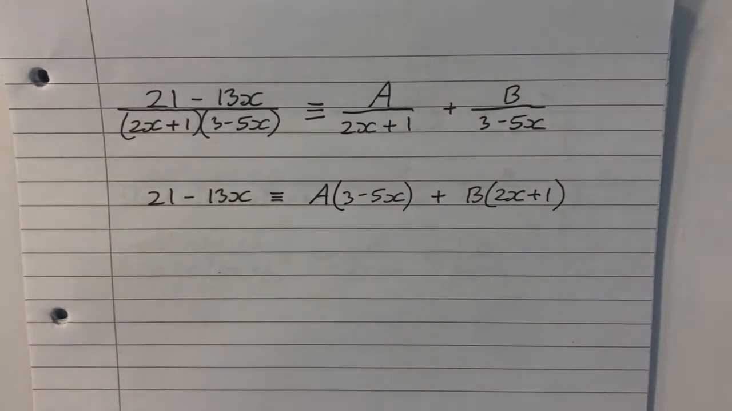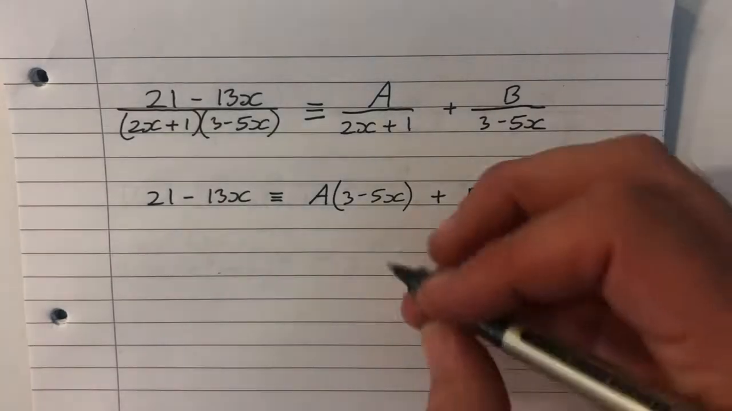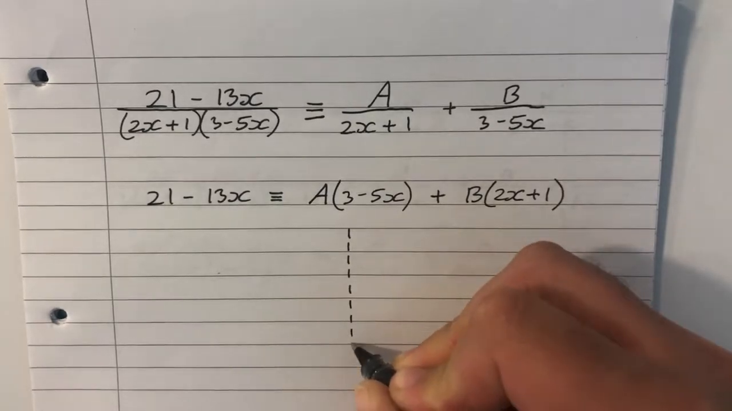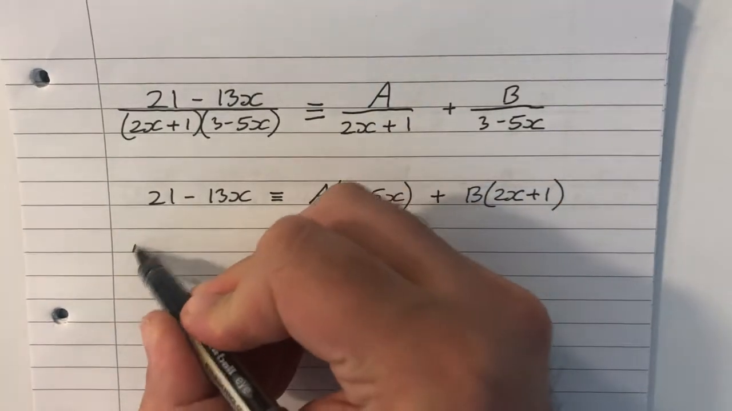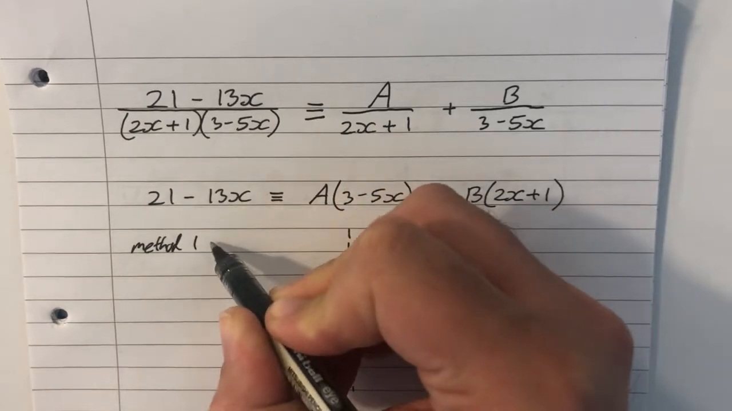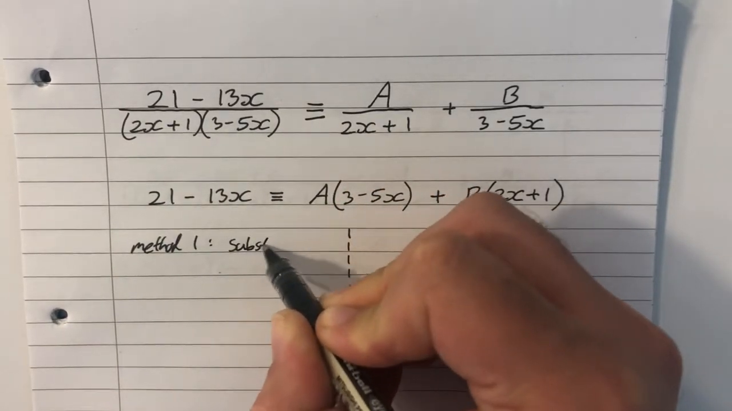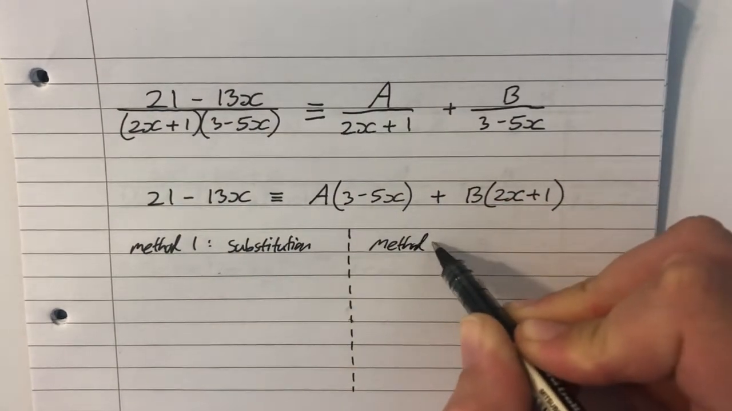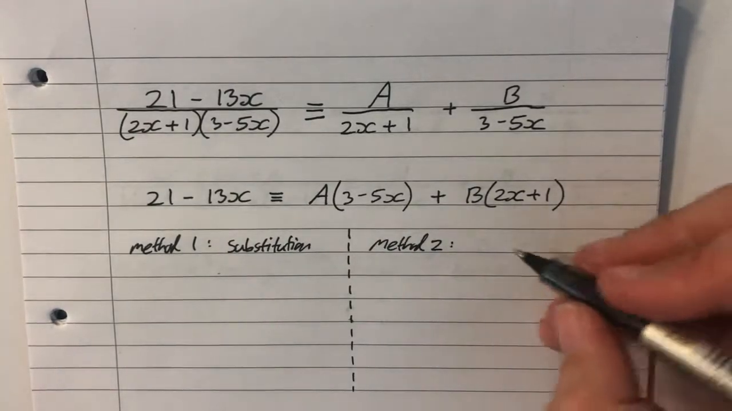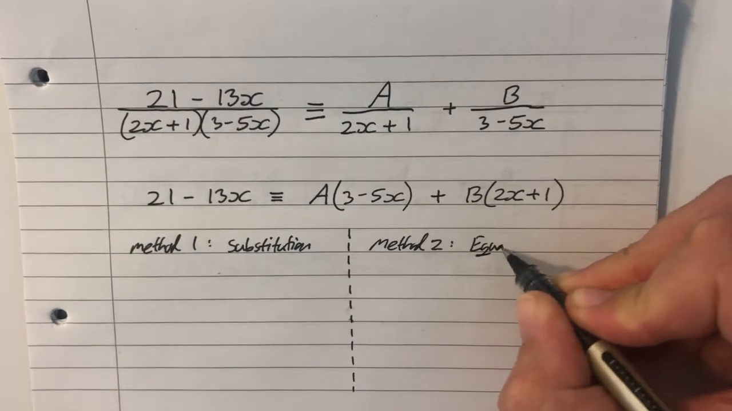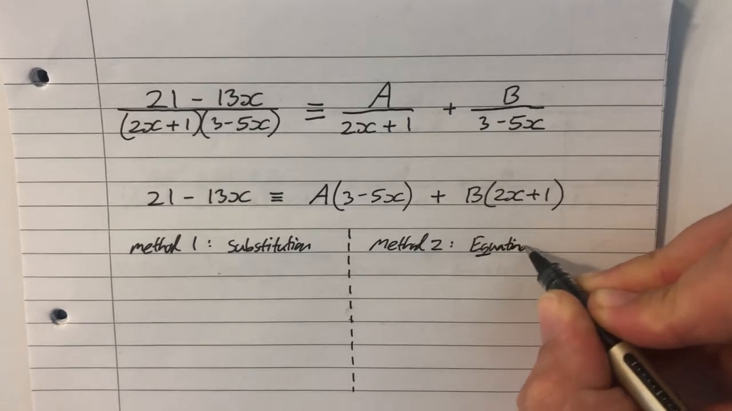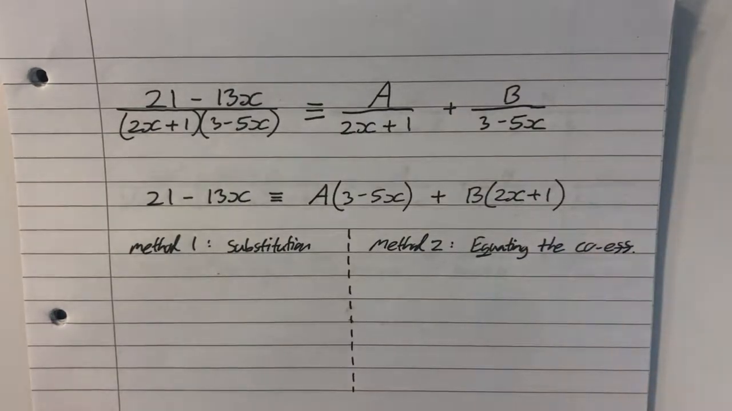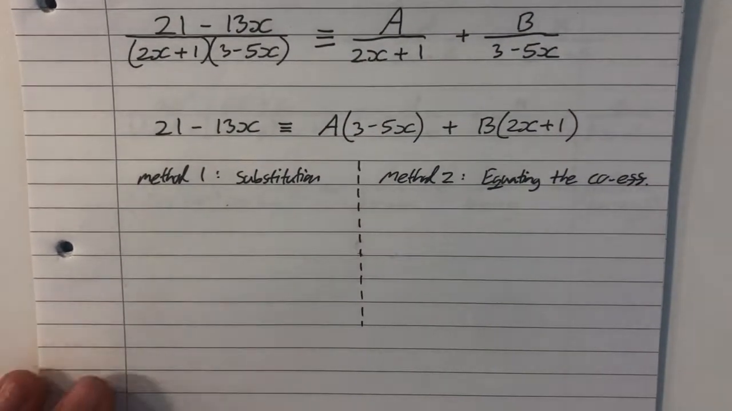At which point there are two methods that we can use to find the values of a and b, or at least two methods I'm going to be talking about today. One of them I refer to as substitution. So method 1 is substitution. And method 2 is a little bit more mathematical, equating the coefficients. Okay, equating the coefficients. So method 1.